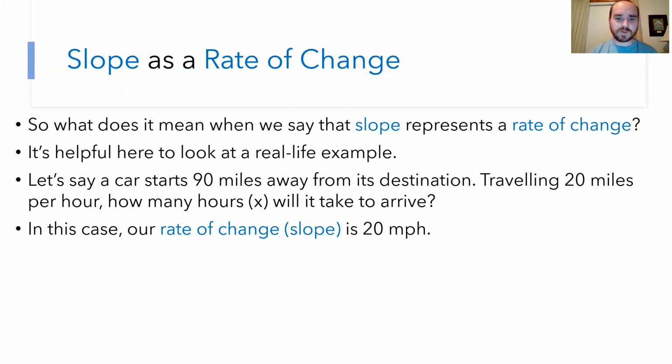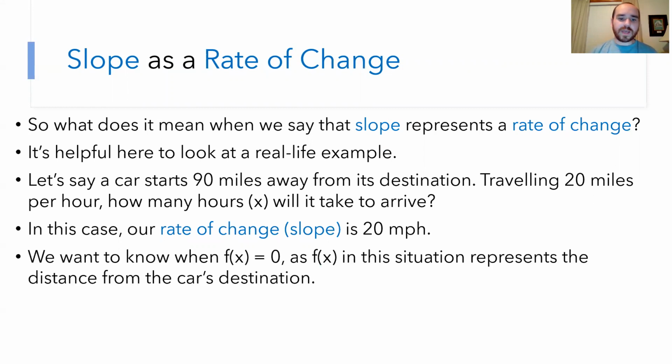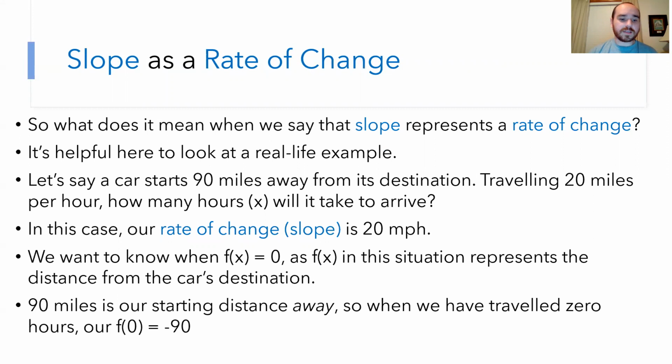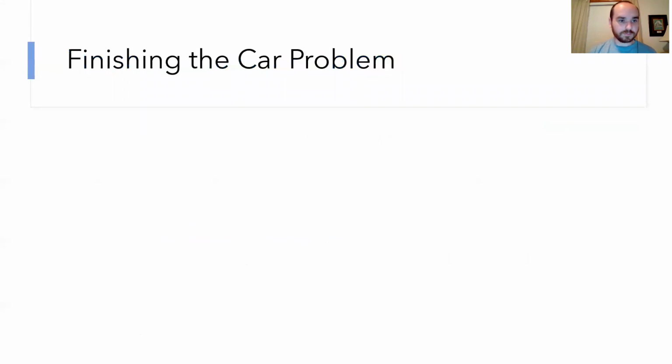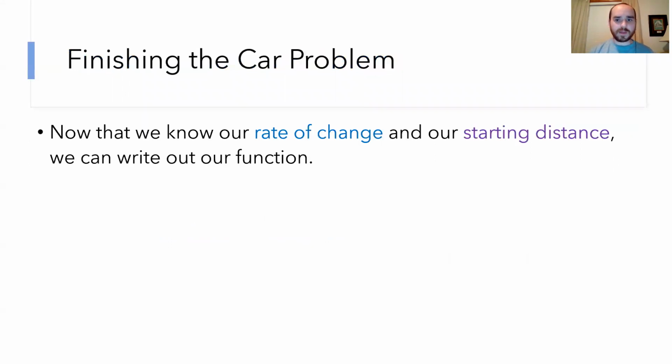So if our rate of change is 20 miles an hour, we want to know when f of x equals 0, as f of x in this situation represents the distance from the car's destination. And in this case, 90 miles is our starting distance away. So when we've traveled 0 hours, our f of 0 equals negative 90. That's because it's a distance away. We're not trying to go further away, we're trying to come closer. So our distance we think of as a negative value.